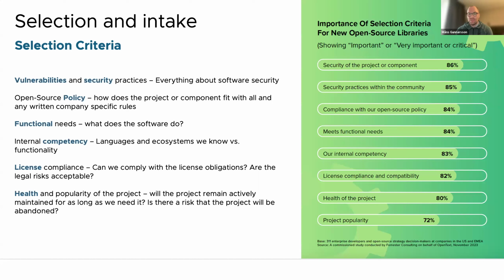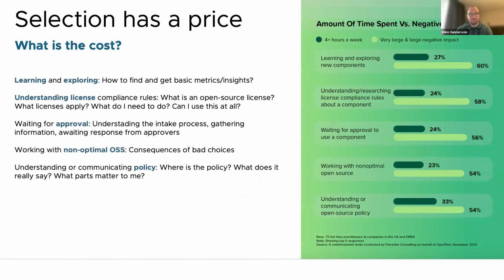These overlap a bit, and the basic question answered by both is whether the project will remain actively maintained in the future, or if there's a risk that it will be abandoned. So these are the most important criteria. Now we know what enterprises are primarily concerned with when choosing open source. So let's have a look at the cost or impact of investigating projects for selection according to those criteria.